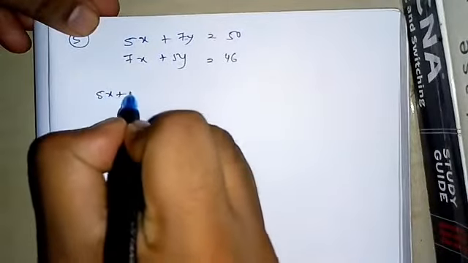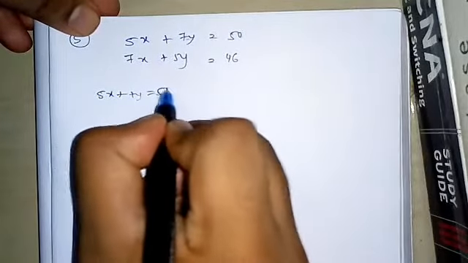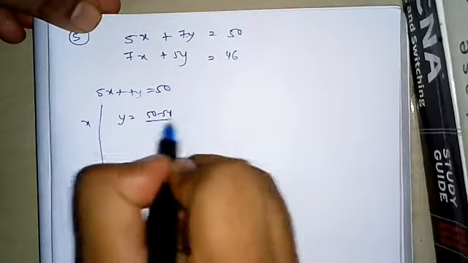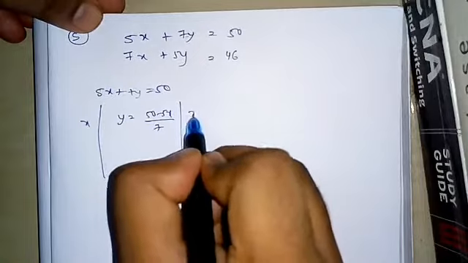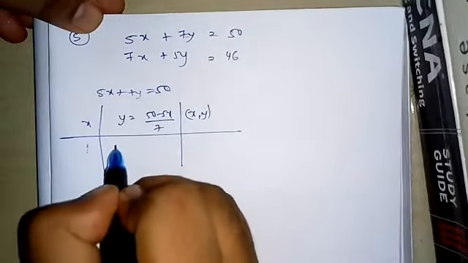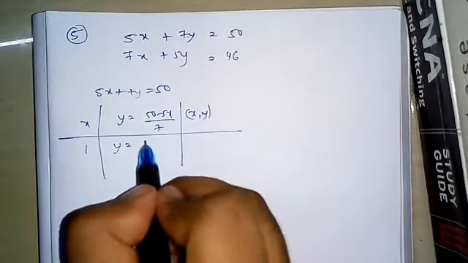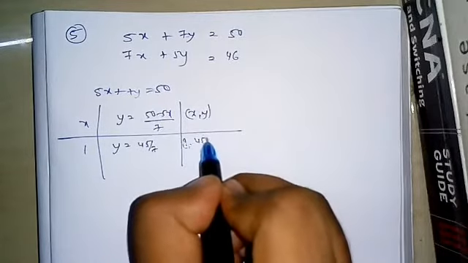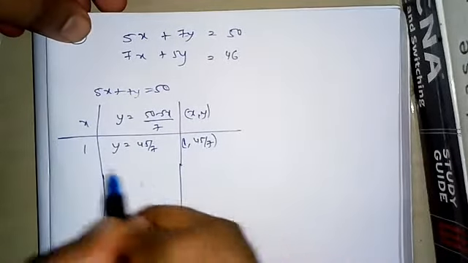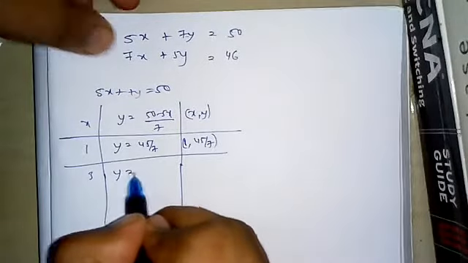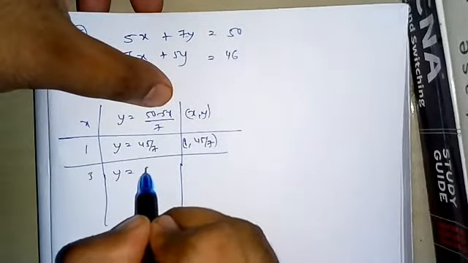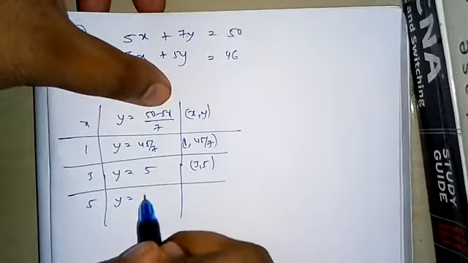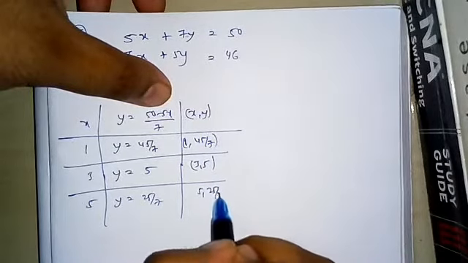First one is 5x plus 7y is equal to 50. So y will be equal to 50 minus 5x by 7. X comma y. For x equal to 1, y will be 50 minus 5 is 45, 45 by 7. So 1 comma 45 by 7. Next, for 3, y is equal to 50 minus 15 is 35 by 7, so it will be 5. So 3 comma 5. For 5, y will be equal to 25 by 7, 5 comma 25 by 7.